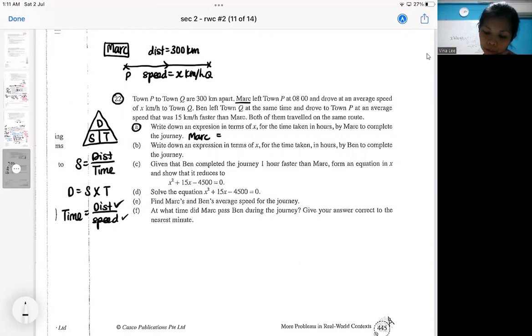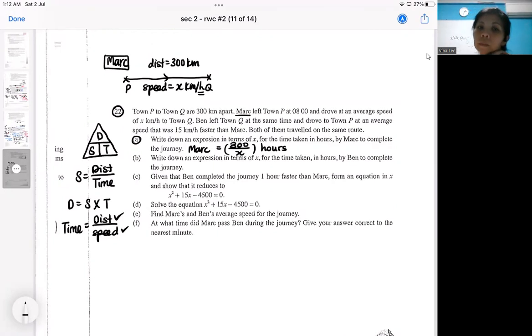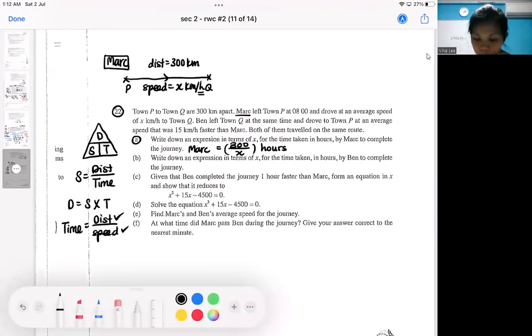So you use the formula. The distance will be 300. The speed is X. And you will get it in terms of hours, because this is kilometer per hour. So you get ready the information column. Otherwise, you get a mind block. How are you going to use all this?